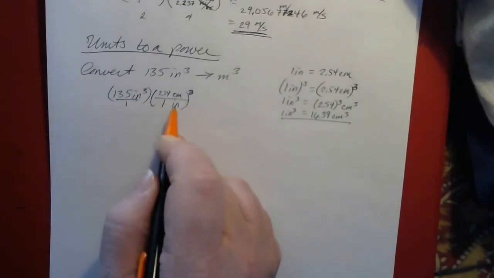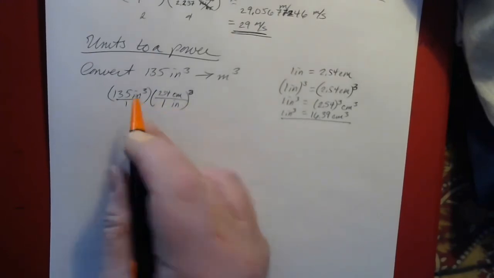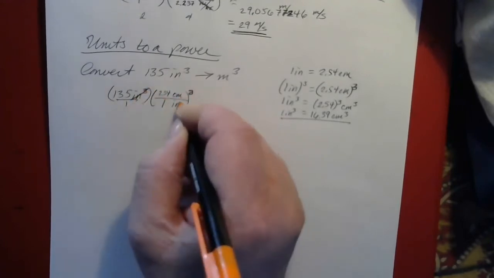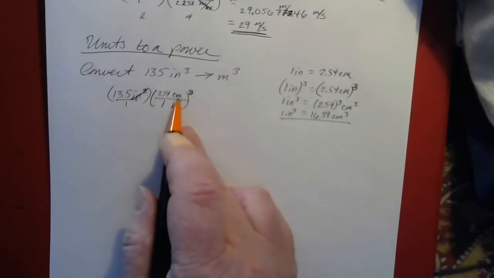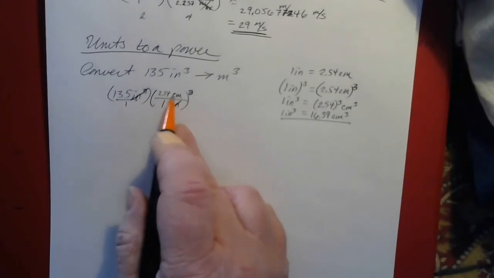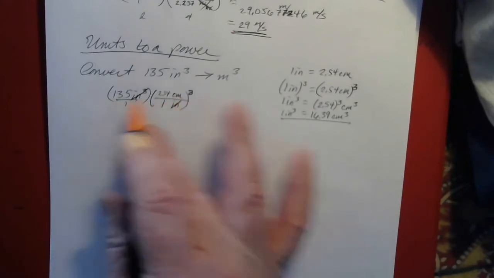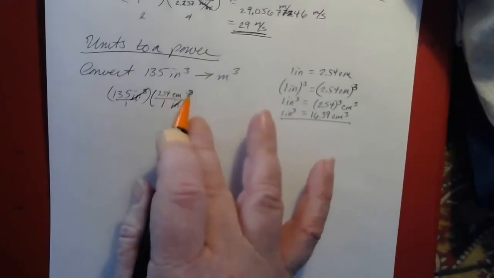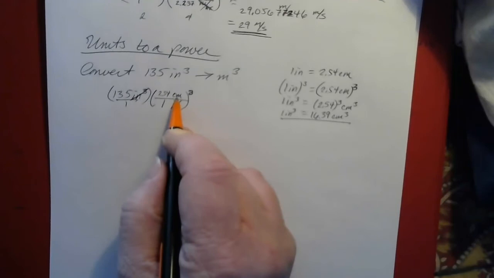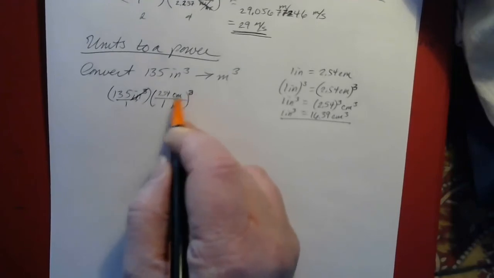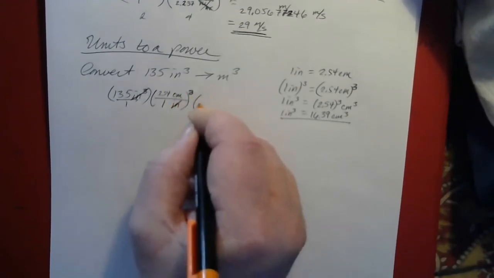Now, this is cubic inches, which will cancel with cubic inches. We don't want to cross out the 3 though, because that still applies to the centimeters and the 2.54. So when we multiply things out later, we're going to have to take account of that 3. But anyway, at this point, we have cubic centimeters as our answer.